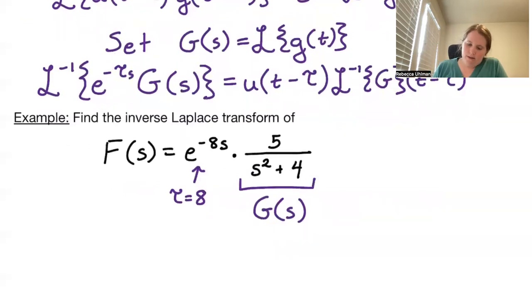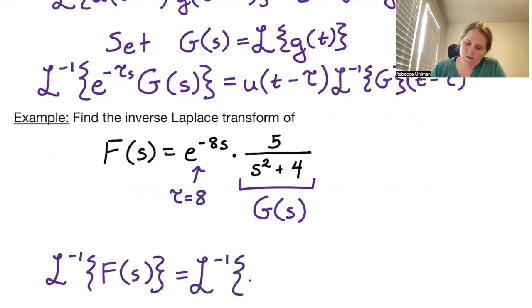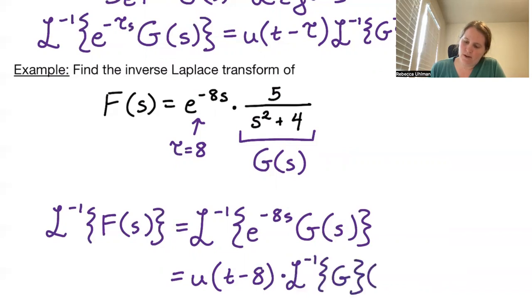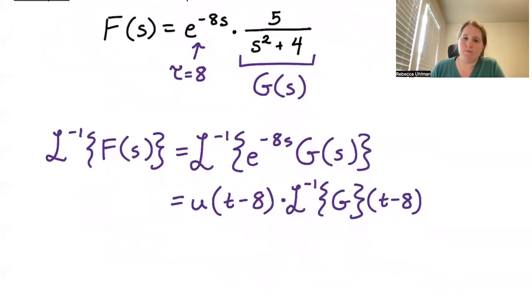And so we know that when we take this inverse Laplace transform of e to the negative 8s times G of s, we should have u of t minus 8, our step function shifted over to 8. And then we should multiply by the inverse Laplace transform of G evaluated at t minus 8. So what we need to do now is find the inverse Laplace transform of 5 over s squared plus 4.